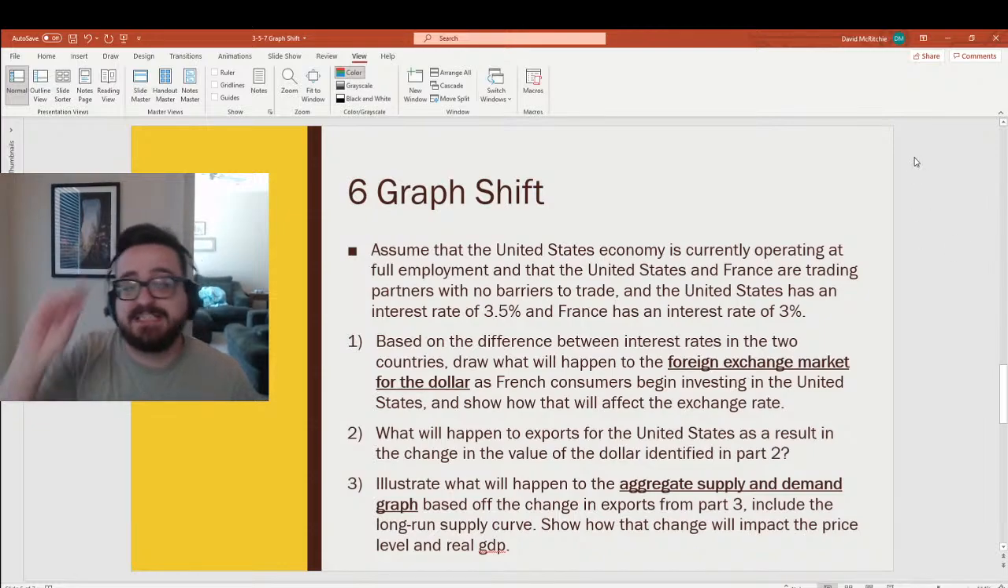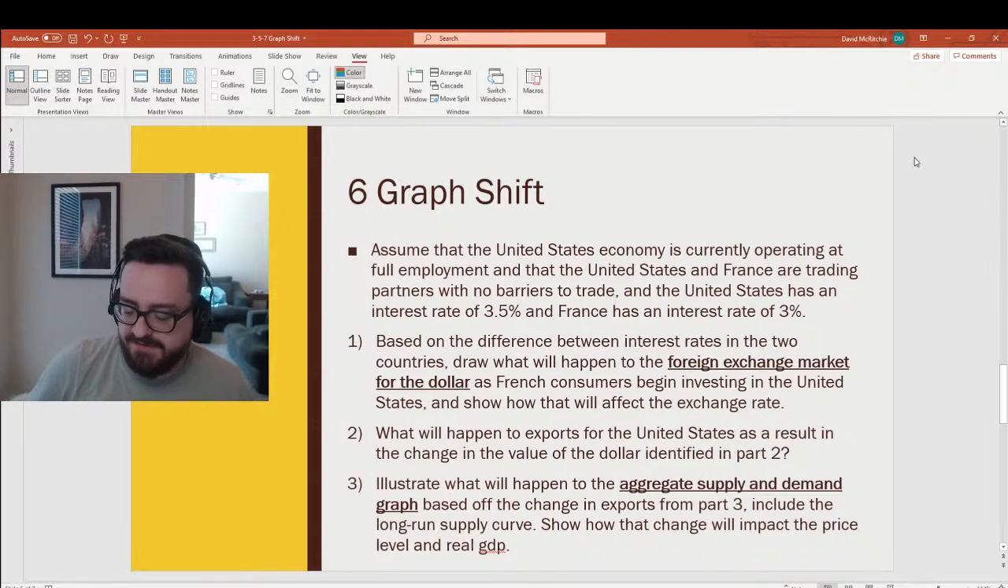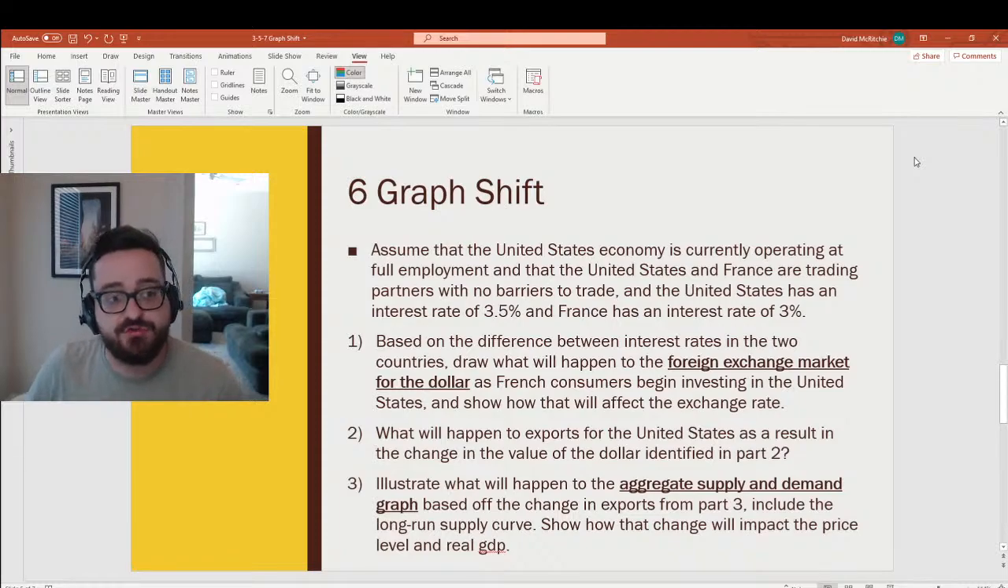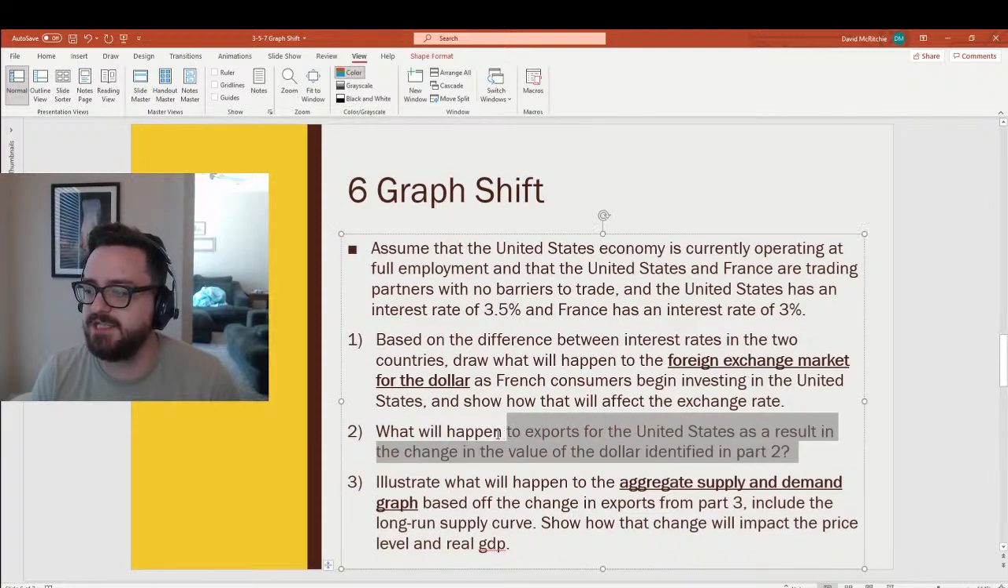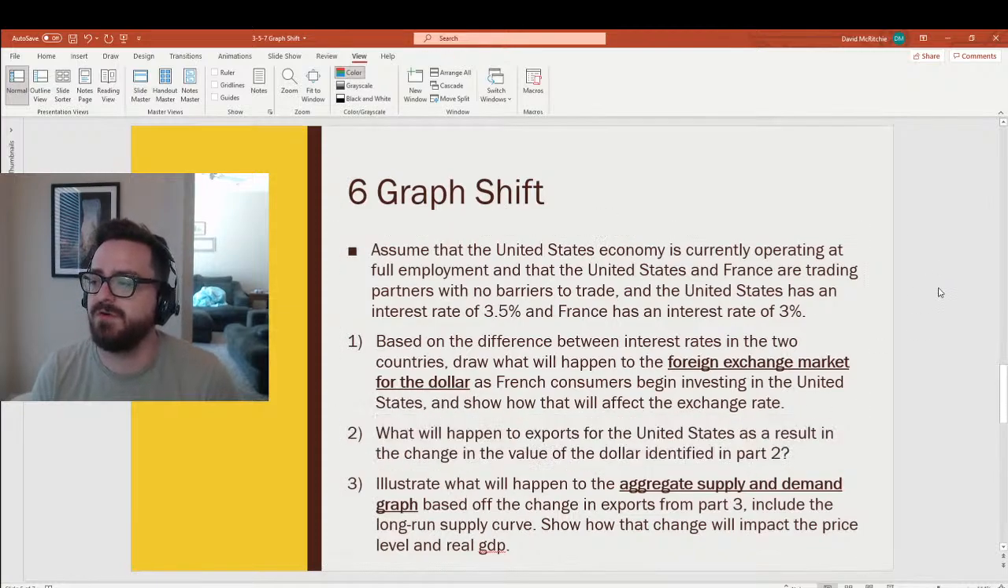All right, so that's page one of the 6 graph shift done. We've got the first 2 graphs drawn and taken care of. You've got a Forex market graph where there was an increased demand for dollars. Then an aggregate demand, aggregate supply graph where, due to the dollar appreciating, net exports fall, so aggregate demand decreases. So again, it's net exports is what got me there between those 2 graphs.